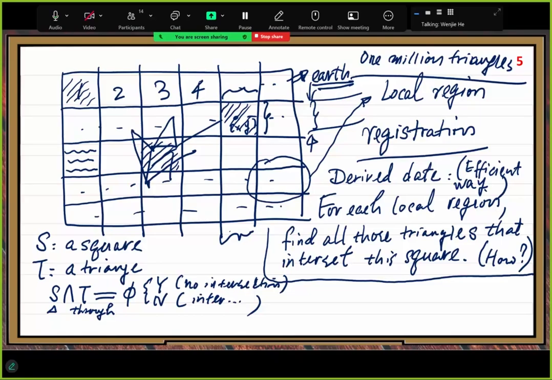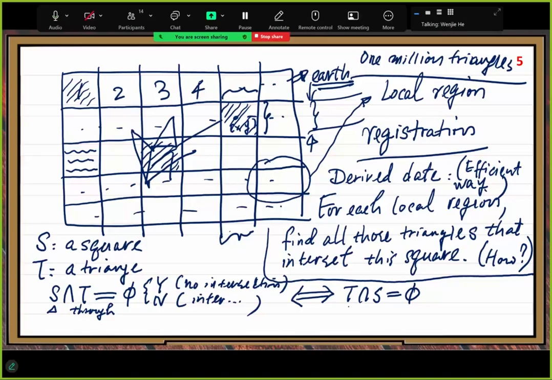Because we know the S intersect T operation is equivalent to the T intersect S operation, right? We just swap the positions of S and T. Swap S and T. Okay? Then you can see the processing is much easier.